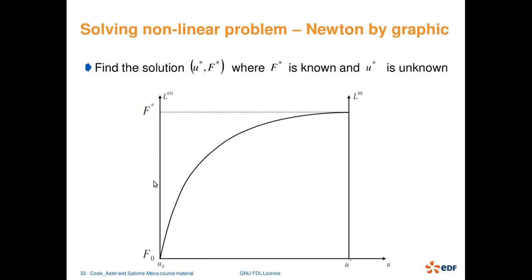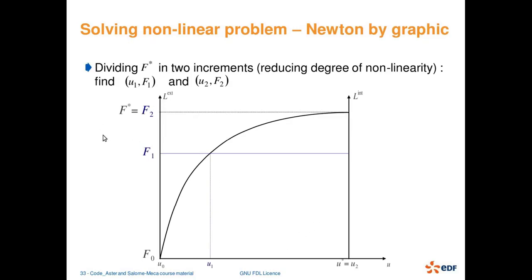So this is where we paused. Now I have the force and deformation known at this time step, and I need to find the correct deformation at this load step. So to reduce the nonlinearity, we divide it into two steps, from f0 to f1 and f1 to f2. So my job is to find the correct u1 at f1 and the correct u2 at f2. Right?